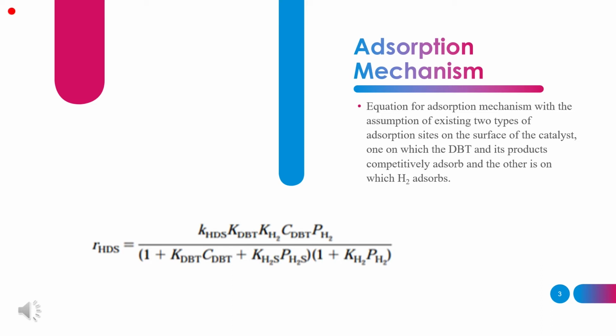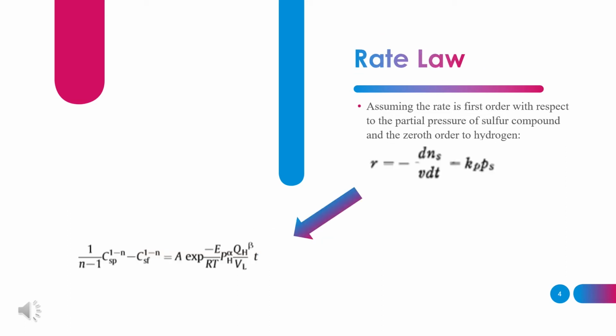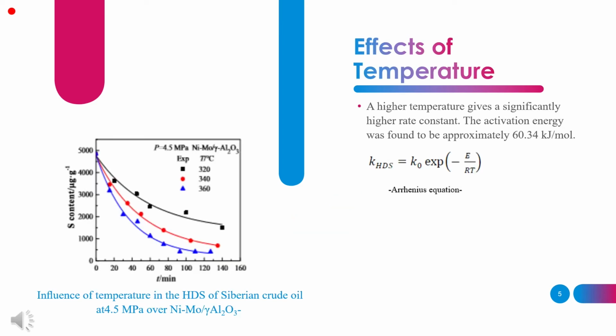However, Wang et al. in 2004 developed an equation for the adsorption mechanism with the assumption of two types of adsorption sites on the surface of the catalyst, one on which the DBT and its product competitively adsorb, and the other on which hydrogen adsorbs. For the rate law, we are using the Otsuka et al. 1960 study's equation, assuming the rate is first order with respect to the partial pressure of the sulfur compound and zeroth order to hydrogen. However, this assumption is further generalized to reduce the error in the assumption.